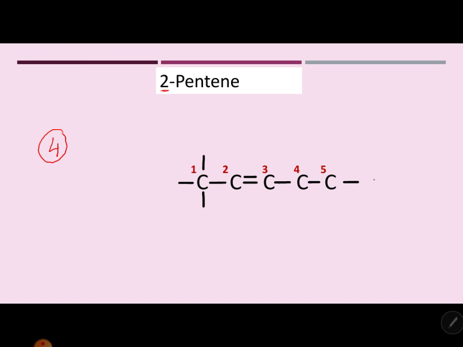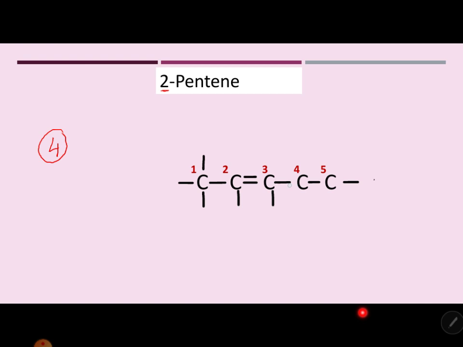Now count bonds with carbon number 2. Carbon number 2 has 1, 2 and 3 bonds. We will draw 1 more bond with it to make its valency 4. You can draw this bond upwards as well. This will make no difference. The same goes for carbon number 3. It also has 1, 2 and 3 bonds, and we will draw 1 more bond with it.